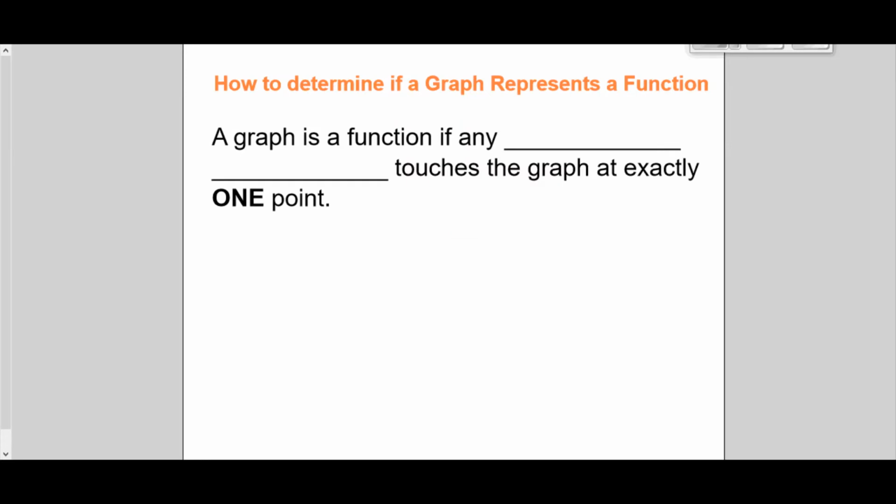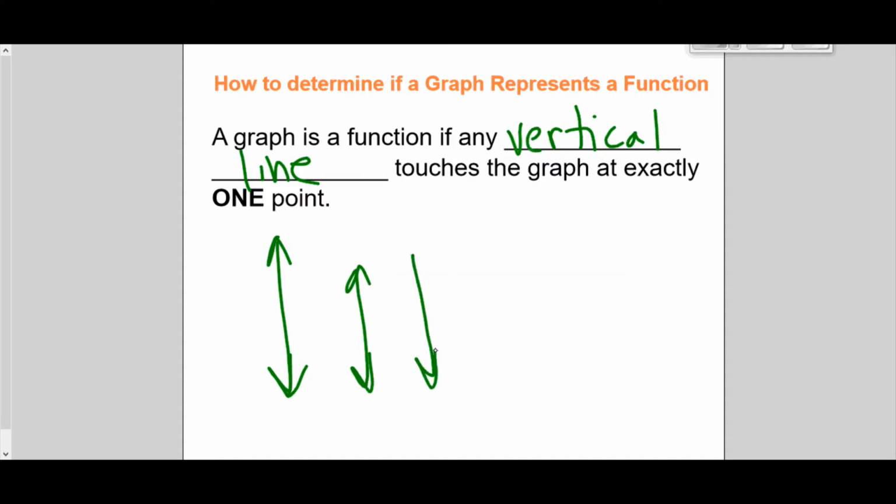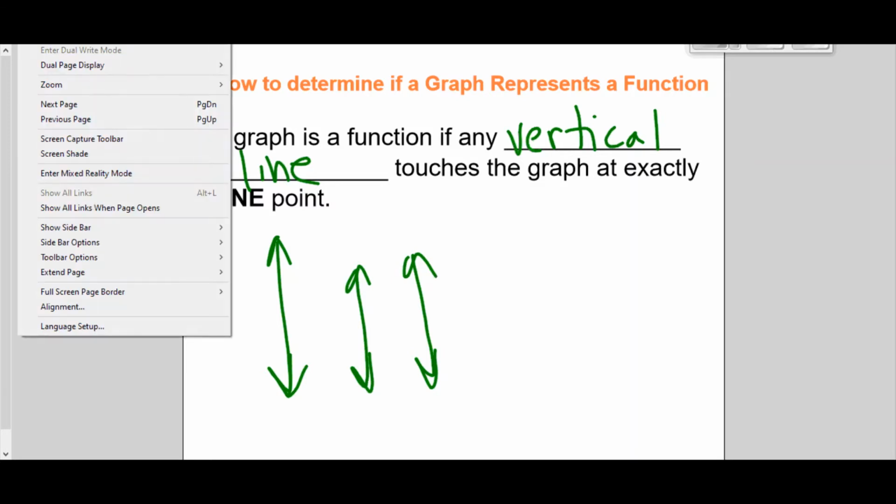The last thing I want to remind you of is the way we determine if a graph represents a function or not. And remember, with linear, the way we did this was we used the vertical line test. So a graph is a function if any vertical line touches the graph in exactly one point. So remember, these are what vertical lines look like. So they're straight up and down. So it says if I draw any vertical line through my function, does each of those vertical lines touch the graph at exactly one point? If the answer there is yes, then we have a function. So let's look at our first example.